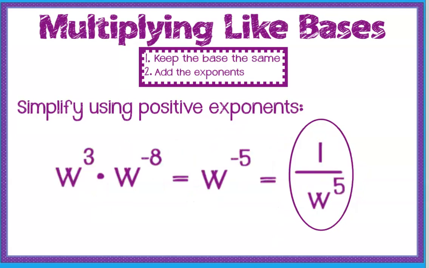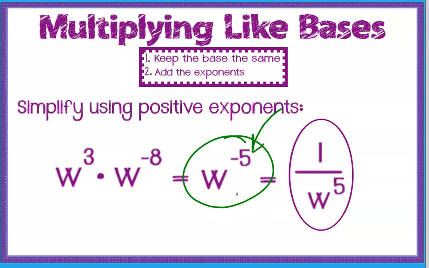In this problem, when we perform our shortcut, which is to leave the base the same, which we did, and add our powers together, 3 plus negative 8 actually makes negative 5. Because the directions say simplify using positive exponents, if our solution does not have a positive exponent, we need to do a little bit more math.